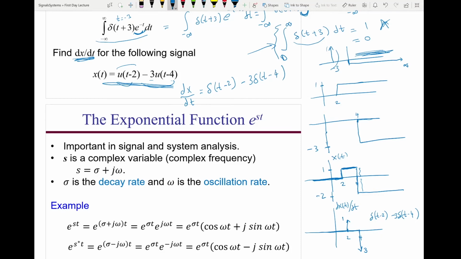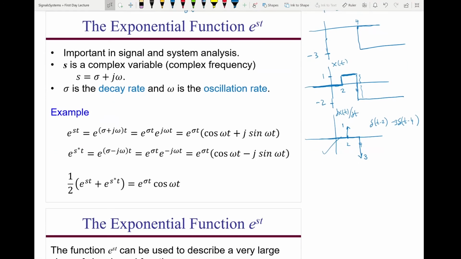And you can do it mathematically. The unit step's derivative is a delta function. The derivative of unit step is a delta function located at 2, which is this. The derivative of this unit step function is minus 3 located at 4, which is this.